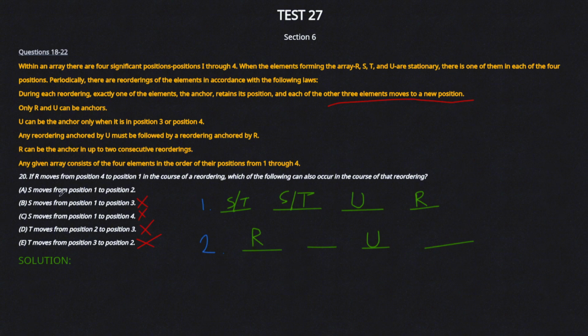So the only right answer is S moves from position 1 to position 2. And we can just write it out. Let's just say S was in 1, so S will move to 2, and T will move here. On to the next one.